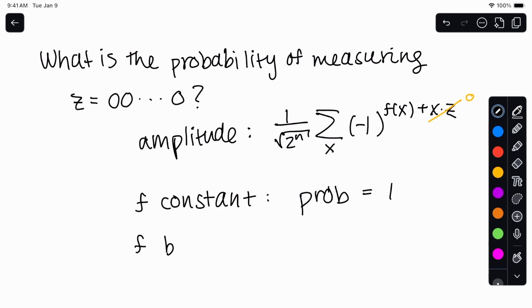On the other hand, if f is balanced, then exactly half are going to be 1 and exactly half are going to be 0. So we're going to have the same number of 1s and minus 1s in that sum. They're all going to cancel out, and the probability of measuring that state is going to be 0. So now we've reached our conclusion: after we do this whole circuit and we measure the x register, if we measure the 0 state, it's a constant function. If we measure anything other than the 0 state, it's a balanced function.